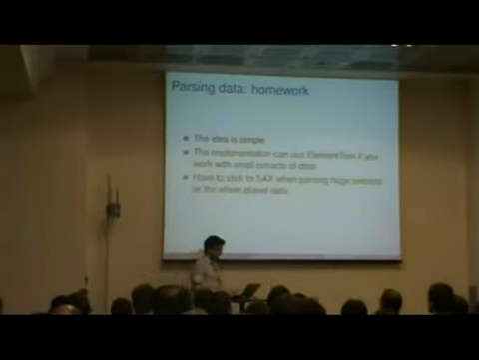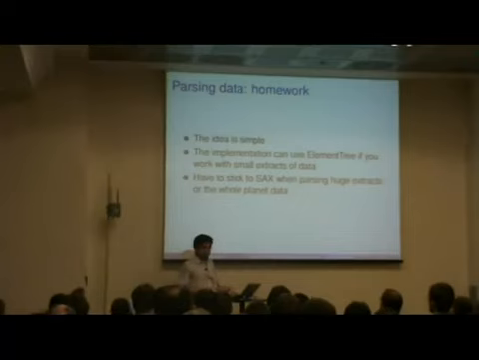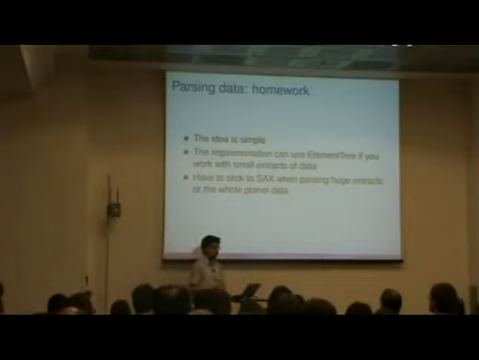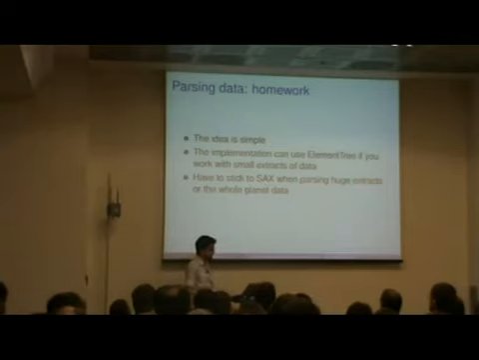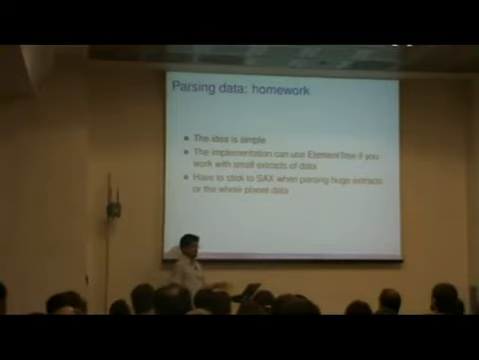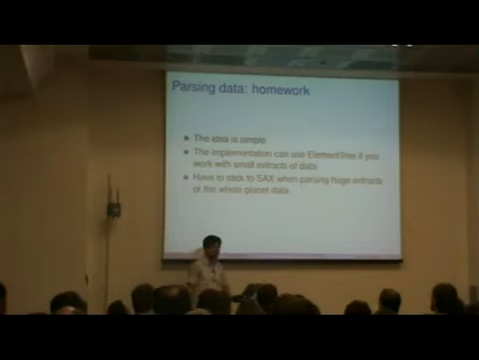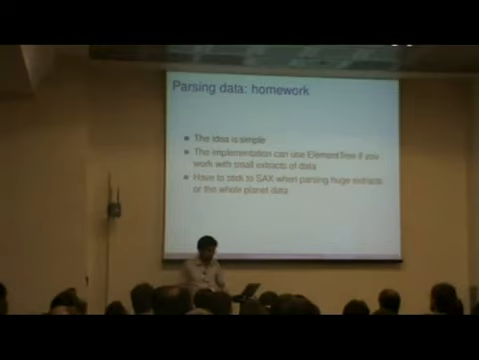Raymond. So the idea of parsing data is pretty simple. I hope it is simple. You can use ElementTree if you don't have enough data to crash your server with an out of memory exception. So for example, 1 gigabyte of XML is okay. 1 gigabyte of XML is actually something like San Marino or Monte Carlo, so it's not a lot of data. And you will have to stick with SAX for parsing huge excerpts, unfortunately.